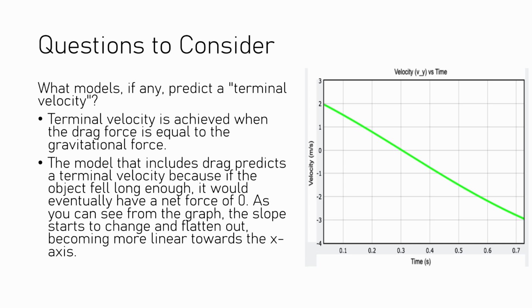Questions to consider. What models, if any, predict the terminal velocity? Terminal velocity is achieved when the drag force is equal to the gravitational force. The model that includes drag predicts the terminal velocity because if the object fell long enough, it would eventually have a net force of 0.